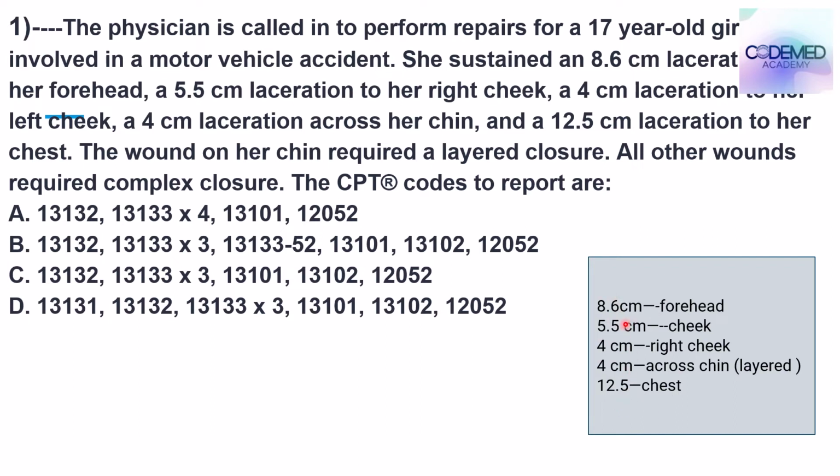So 8.6 centimeter, which is your laceration of the forehead. Then there was a cheek, left cheek, right cheek, and then across chin and chest. So out of that, except the chin where it is a lead closure, the rest were the complex repair. So you have enough data with you. Take a minute to understand even the body group area, because you remember that guideline also applies, and then we need to finalize the code.